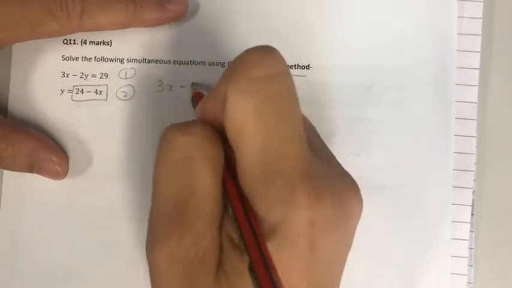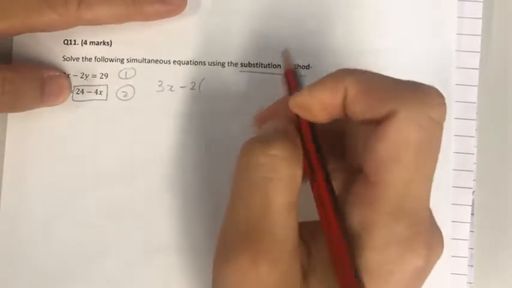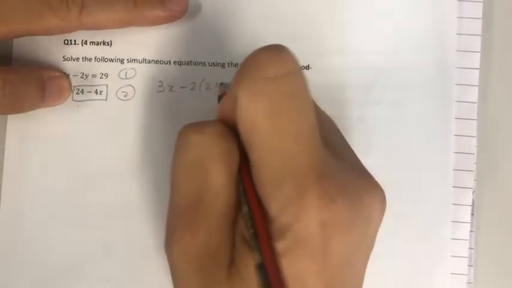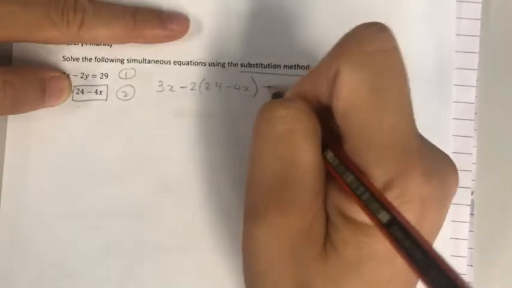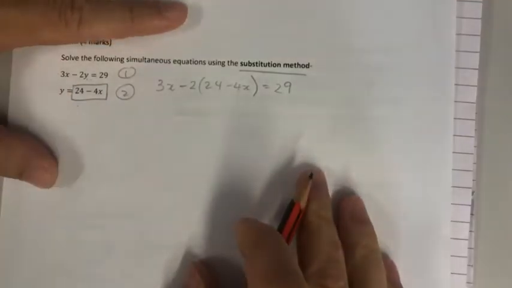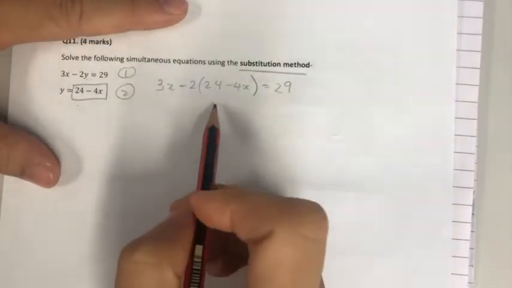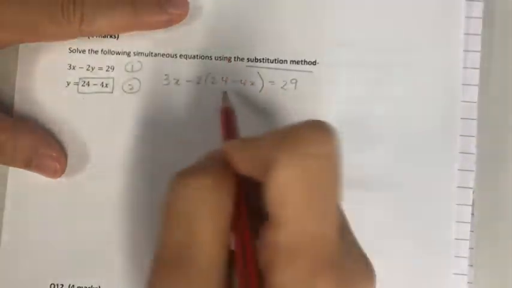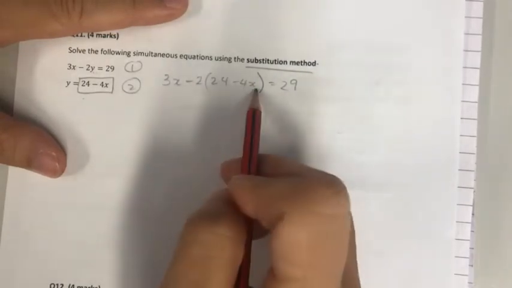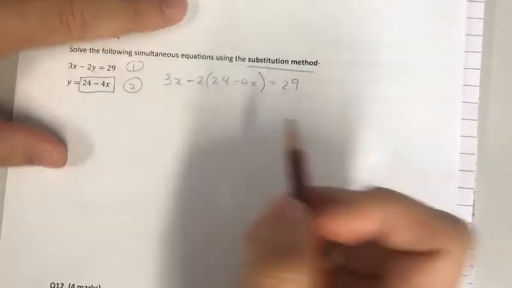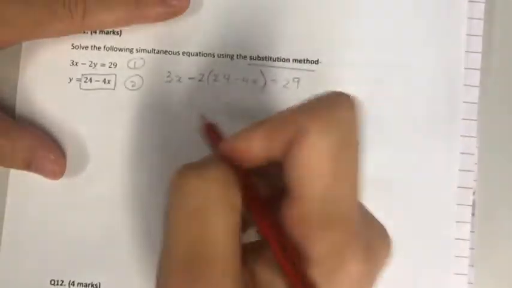So if I write 3x minus 2 bracket, and then replace the y with 24 minus 4x, which is equal to 29. Okay, now that I've done that, I can see that there's only one unknown, which is the x. The y is not there anymore. And so I start to expand and solve.